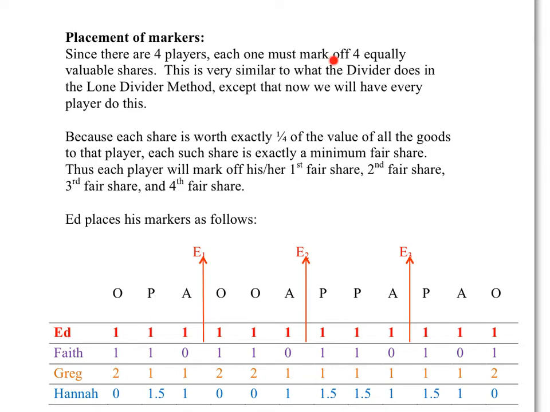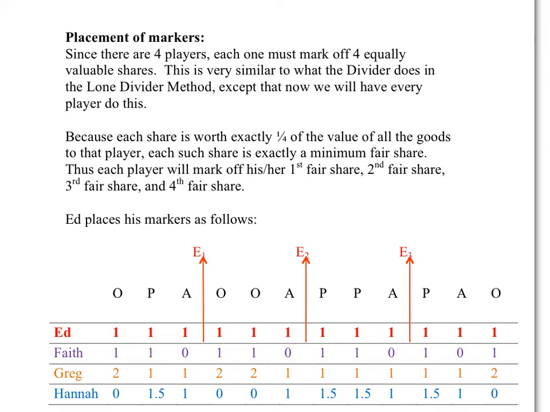So each of those 4 equally valuable shares is worth 1/4 of the total value, and therefore is a minimum fair share. Right? When you have 4 players, that's what a minimum fair share is. It's worth exactly 1/4 of the total value of all the goods. So in the course of doing this, each player is going to mark off his or her first fair share, second fair share, third fair share, and fourth fair share.